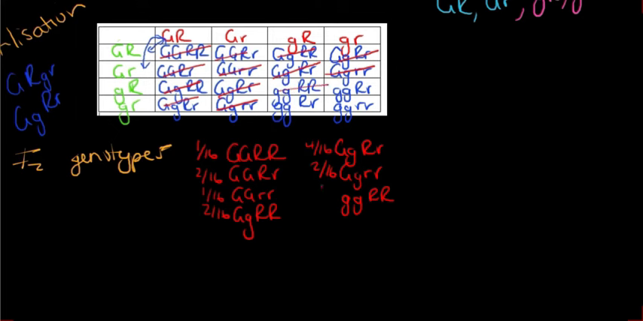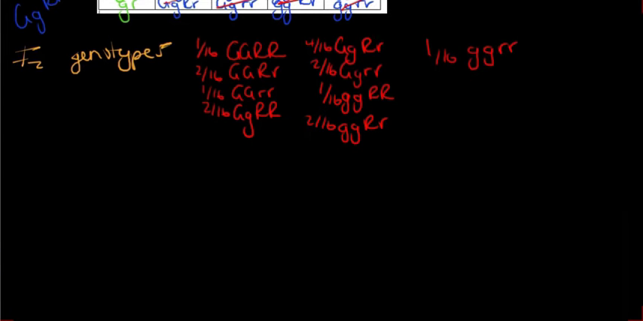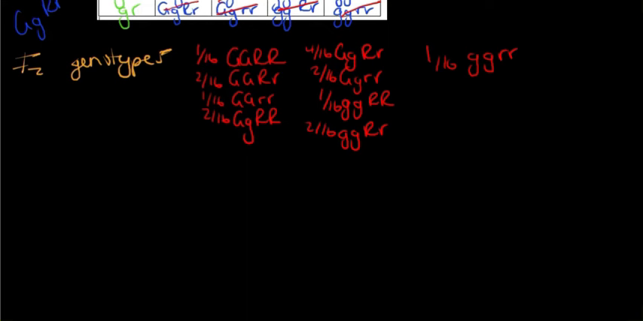Only see one of those. Do you see why you need to cross them out so that you know what you have done? 1, 2, and then finally that one over there. So 1 out of 16 will look like that. So now you've gotten the genotypes. Now you need to do your phenotypes.